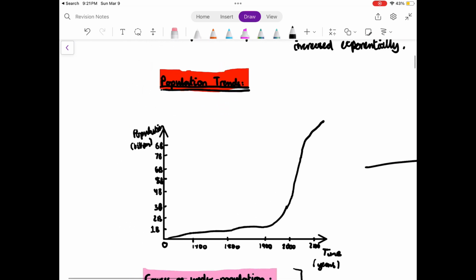So you need to know the general population trend. You don't have to draw it, but you just need to know the main idea and reasons for why the population trend is the way it is. As you can see, at the start of time, like 0 AD, the population increased but then remained flat until the 20th century. So that's here. And after this point, the population starts to rapidly increase.